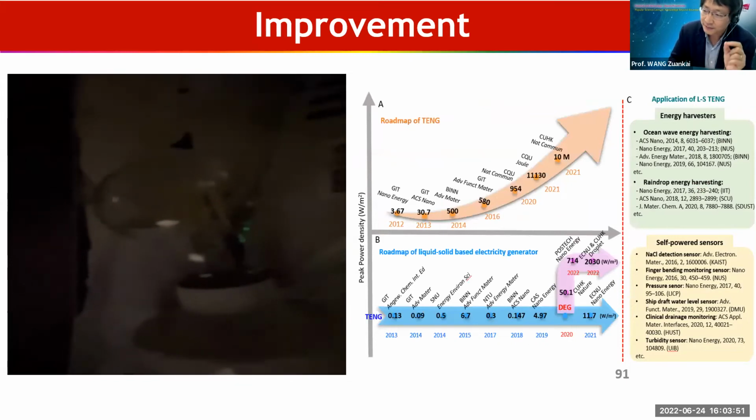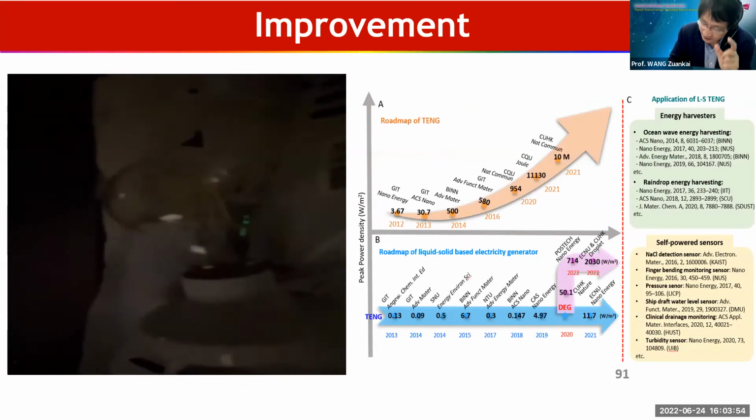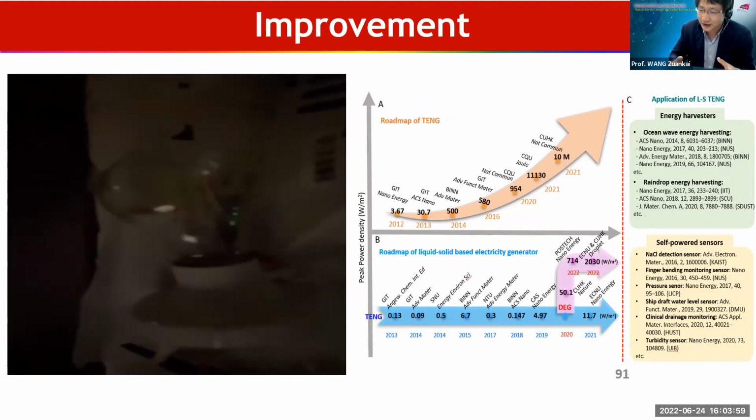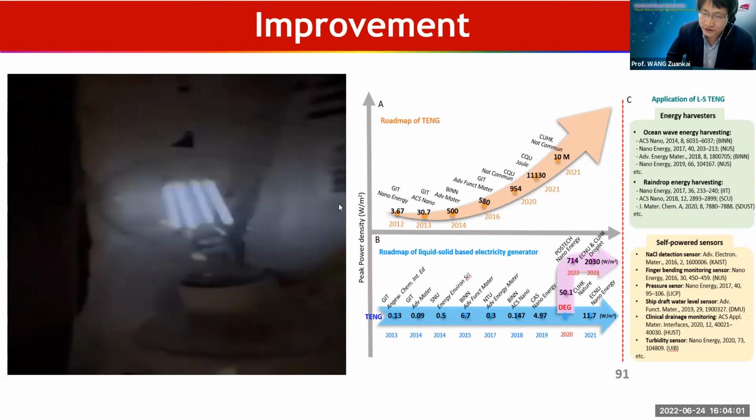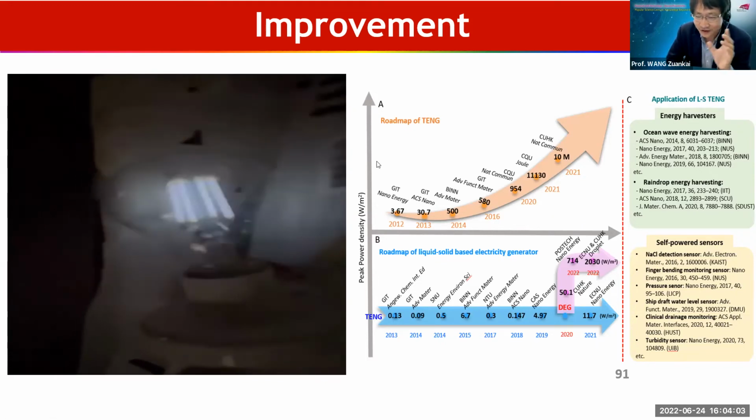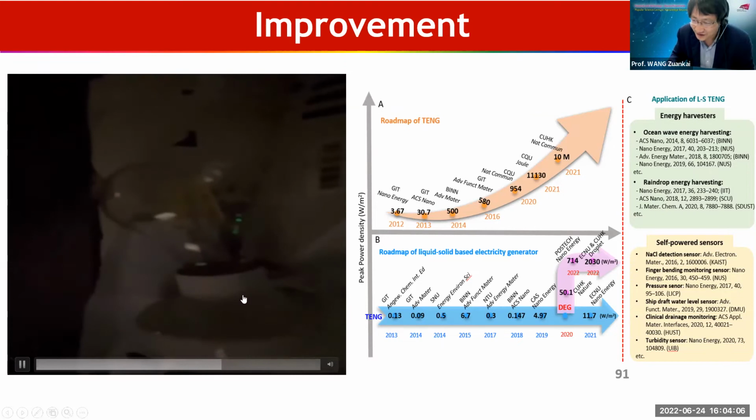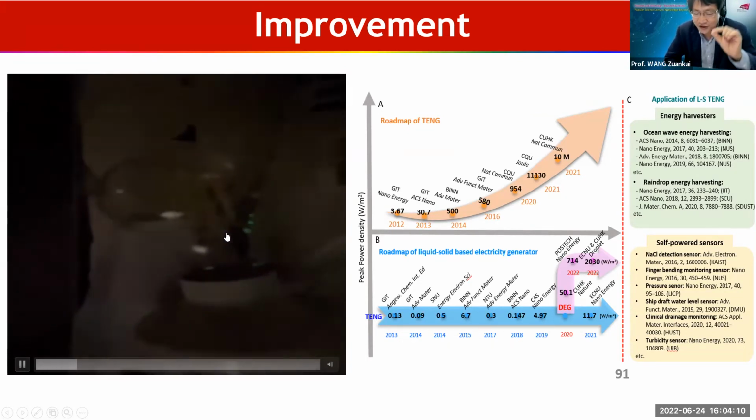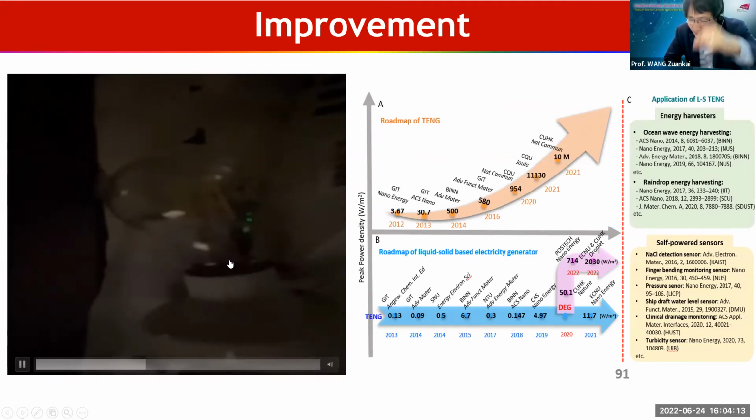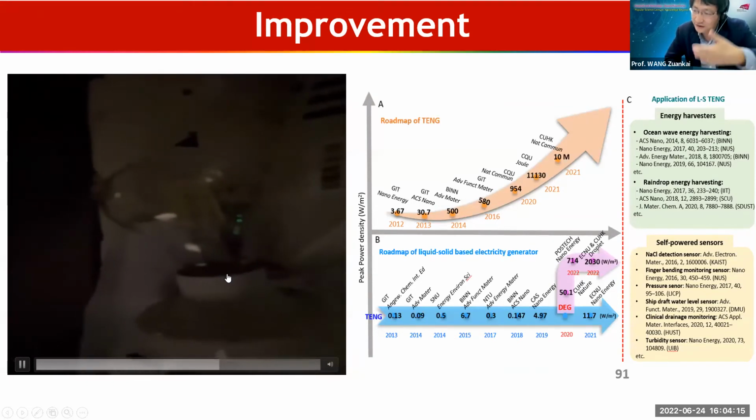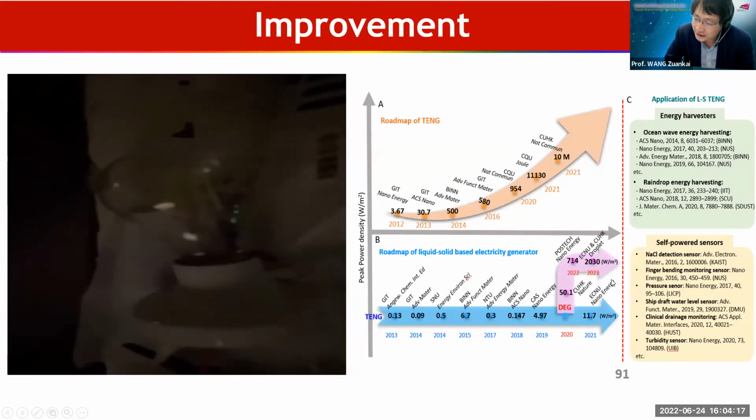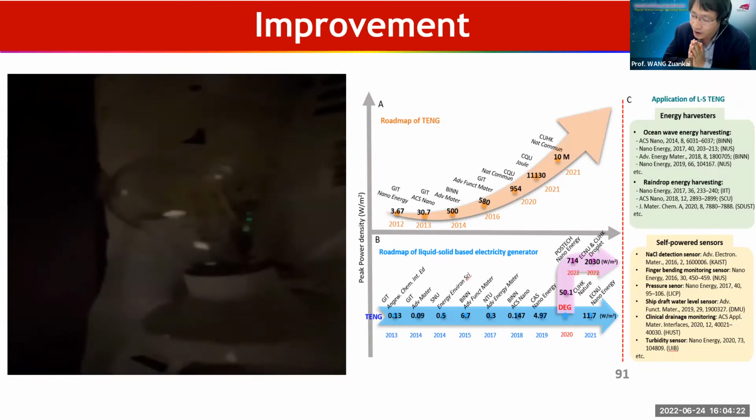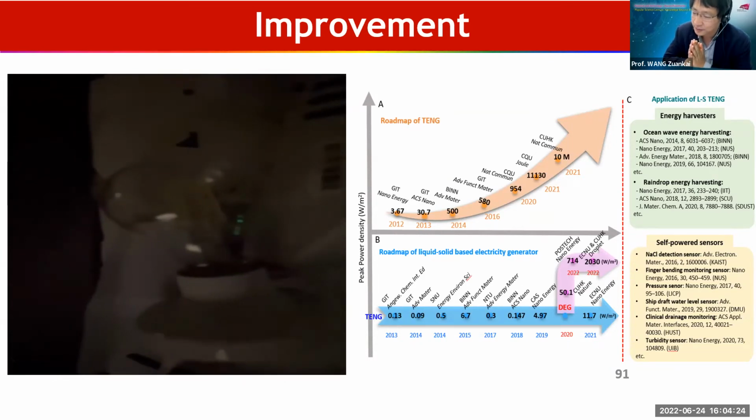And recently, based on one droplet, the movie is real time, okay? Based on one droplet, we can light up a 20 watt light bulb. You can't imagine, this one is from one single droplet. If we have continued droplet impact, we will have continued pulses. So today we can reach a power density of 10,000 watts per square meter.